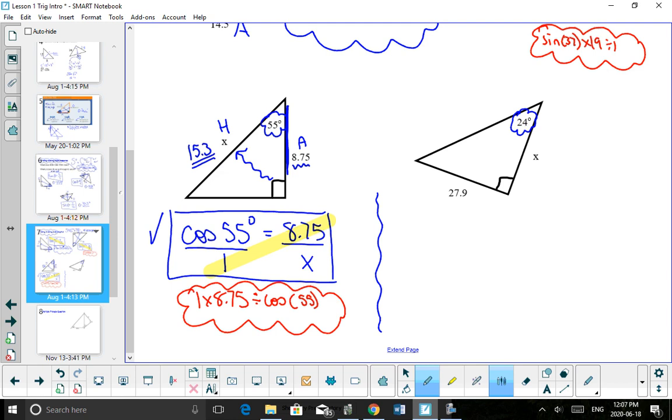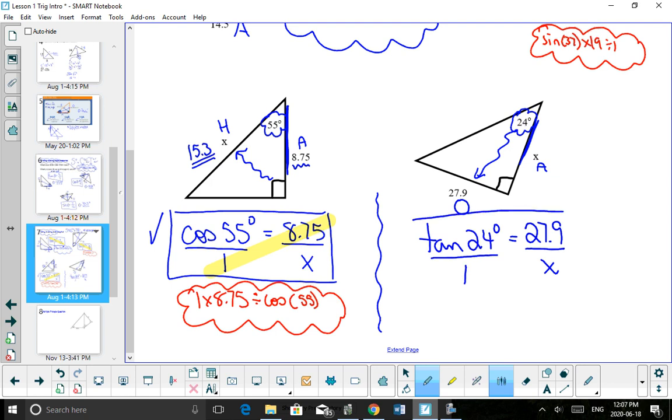So we're going to stand at the 24. The x is adjacent to me. 27.9 is all the way on the other side of the triangle, so that's opposite. O and A is tan. So we're going to have tan 24 equals TOA. So opposite over adjacent. Put this over 1. That's what you need to write on your page.